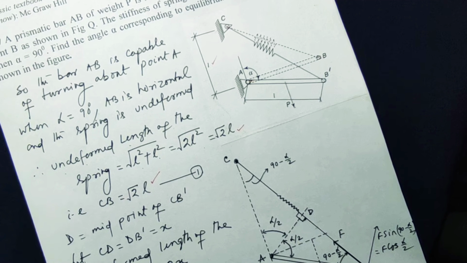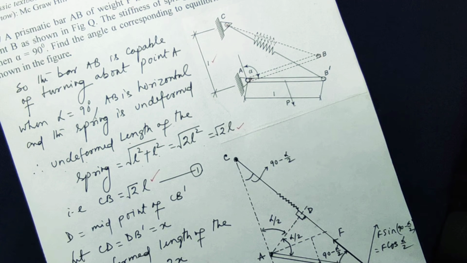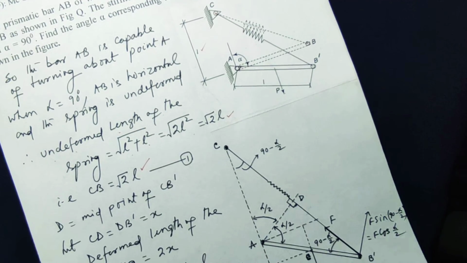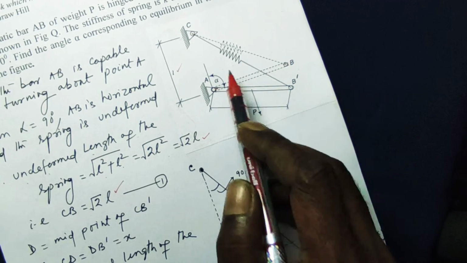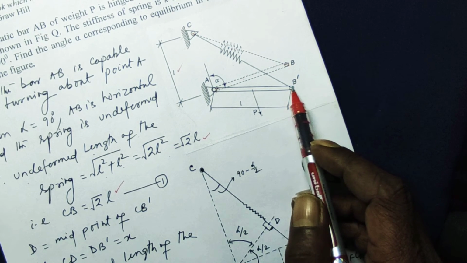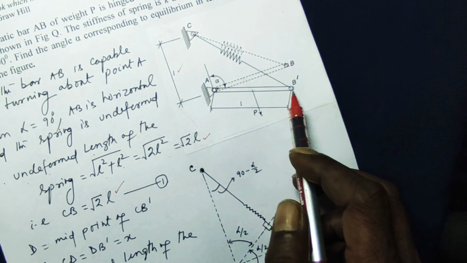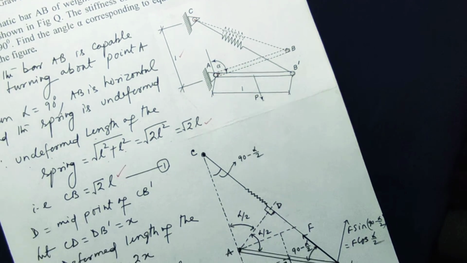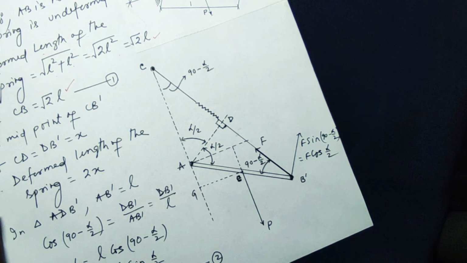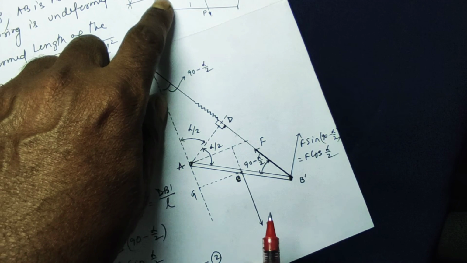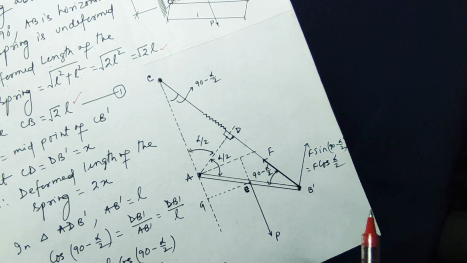Now I have drawn another diagram for you. The situation when the spring is stretched means the new position of the spring is from C to B dash. That is what I have shown here, from C to B dash. From C to B dash is the new position of the spring when it has been stretched because the prismatic bar has turned about the point A due to the load P.